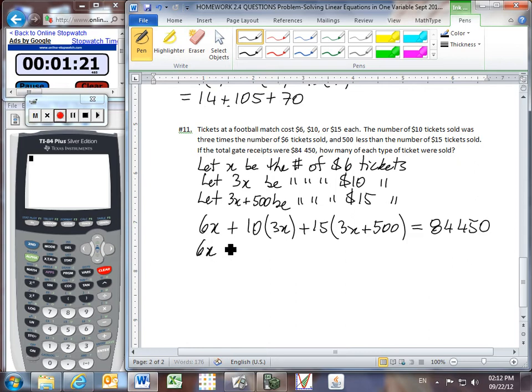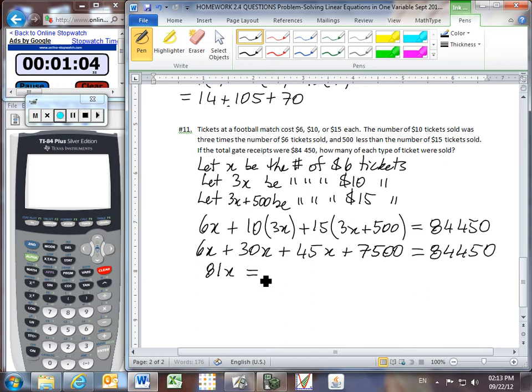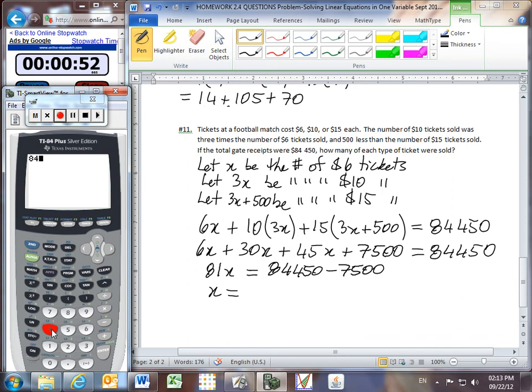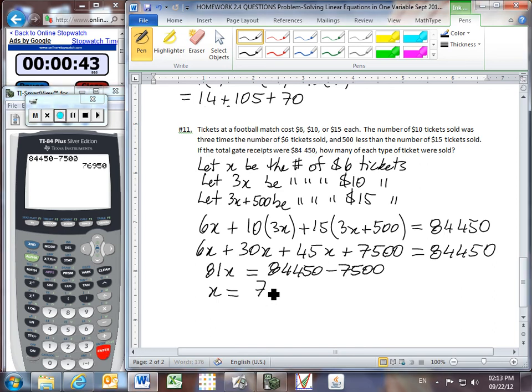So let's simplify the left-hand side, and the 15 will distribute, and now I'll group my x's together on the left. I've got a total of 81 of them, and if I bring the 7,500 to the right, it becomes a negative 7,500, and so now let's divide both sides by 81. I'm going to have to use the calculator here to help me. 84,450. If I subtract 7,500, then I've got 76,950, which I'm dividing by 81.